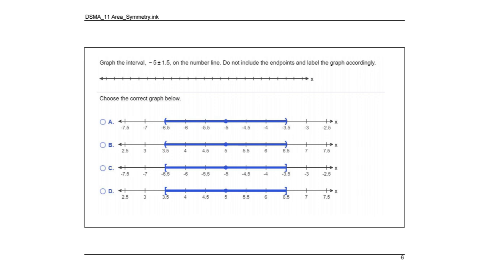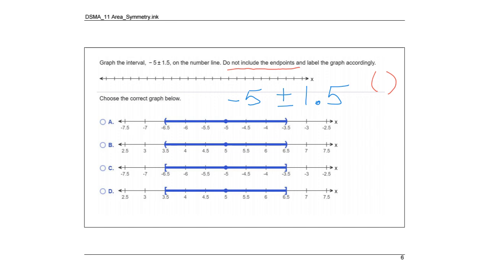Okay, last slide for doing the first part of this section. This time we're going to have negative 5 in the middle. We're going to add 1.5 and subtract 1.5. This time, notice it says do not include the endpoints. So since it says that, we're going to use parentheses. That denotes that we don't use the endpoints, but we use the decimal as close to that endpoint as possible.